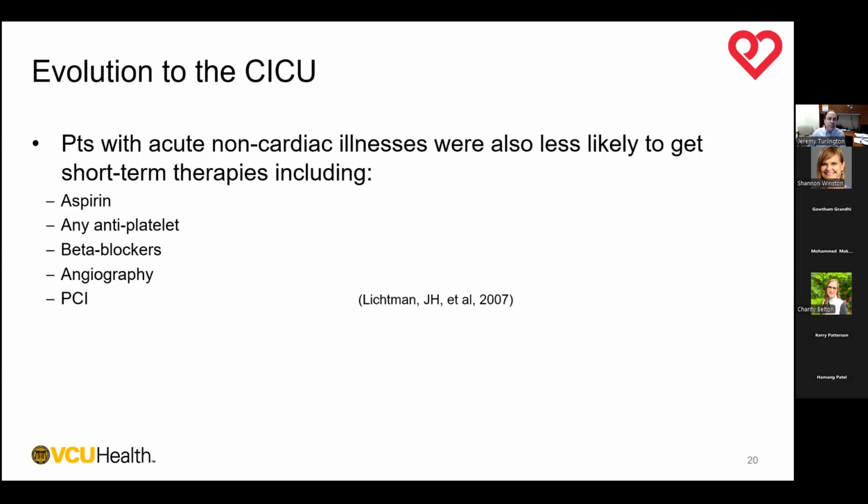GI bleeding. What he found was that most of these patients that had these non-acute cardiac illnesses were less likely to receive aspirin or antiplatelets. I don't think that surprises us if it's bleeding and such. Less likely to get beta blockers, but less likely to get any sort of diagnostic or therapeutic interventions that the CCU is commonly known for.